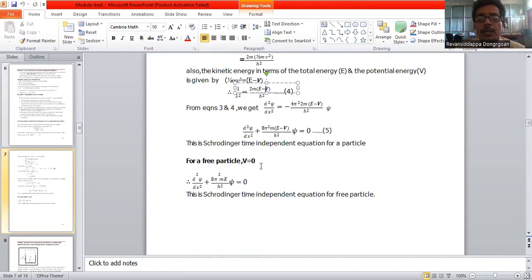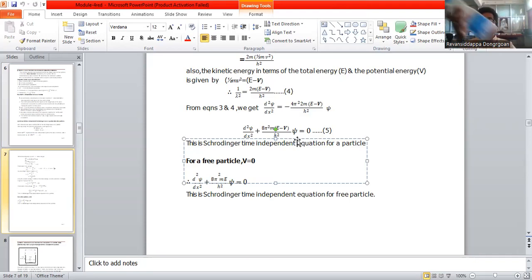So you take everything to one side and make a differential equation. The left-hand side remains del square psi by del x square, plus 4 pi square and all these things into psi is equal to 0. What is the value? Del square psi by del x square, position only, plus 8 pi square m into E minus V by h square into psi is equal to 0. There is no time, so it is the time independent equation. This is called the Schrodinger time independent equation for the particle.